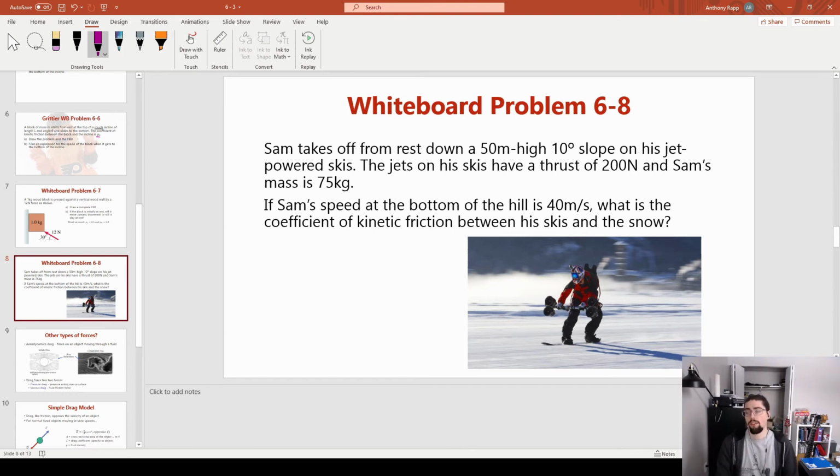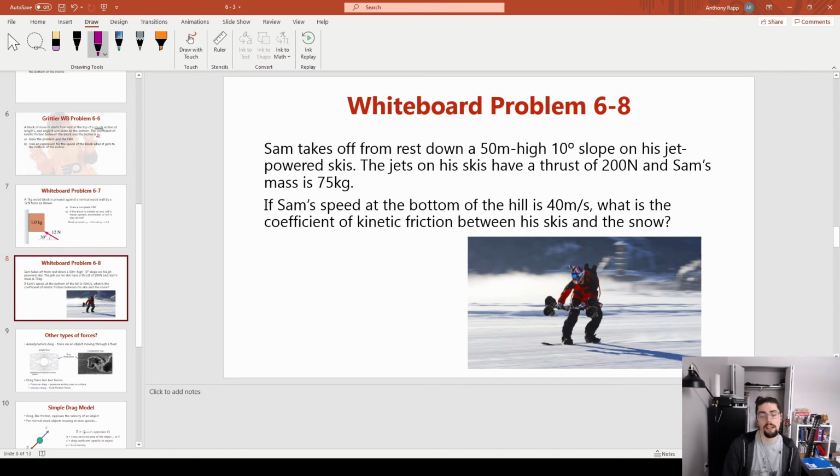Sam takes off from rest down a 50-meter high, 10-degree slope on his jet-powered skis, right? Kind of like what we've got in the picture here. It's a little handheld air turbine. The jets on his skis have a thrust of 200 newtons, and Sam's mass is 75 kilograms. If Sam's speed at the bottom of the hill is 40 meters per second, that is our final velocity, what is the coefficient of kinetic friction between his skis and the snow?